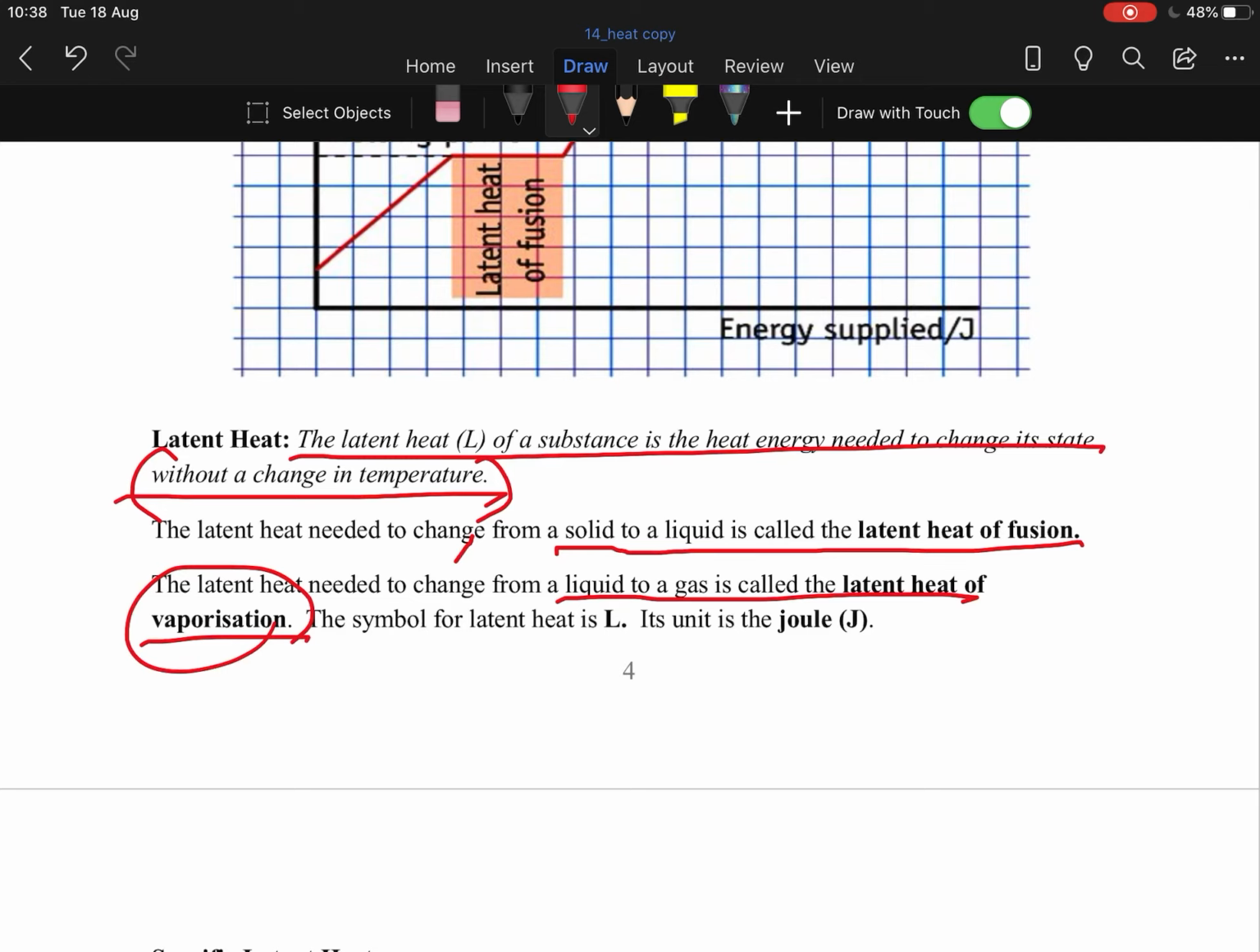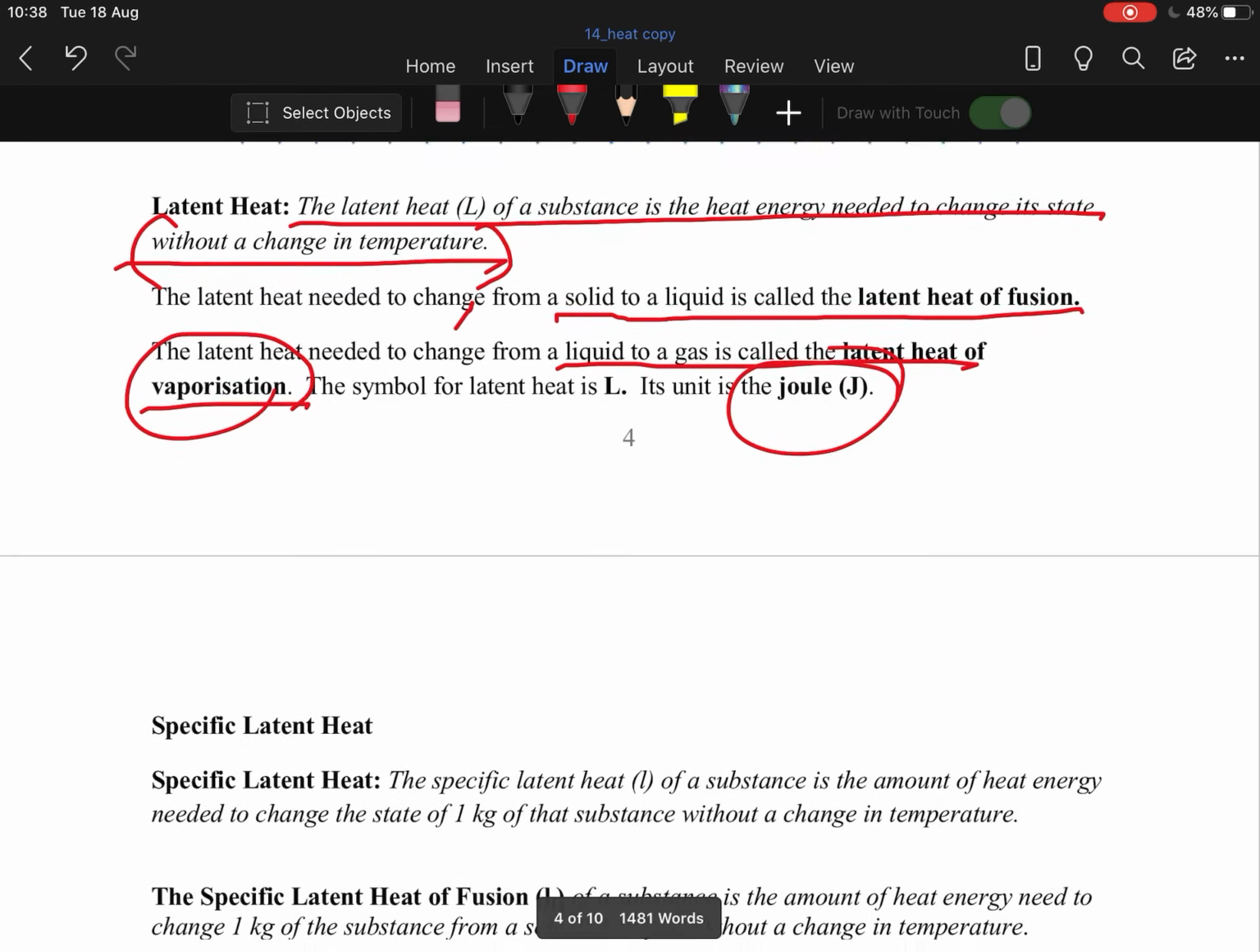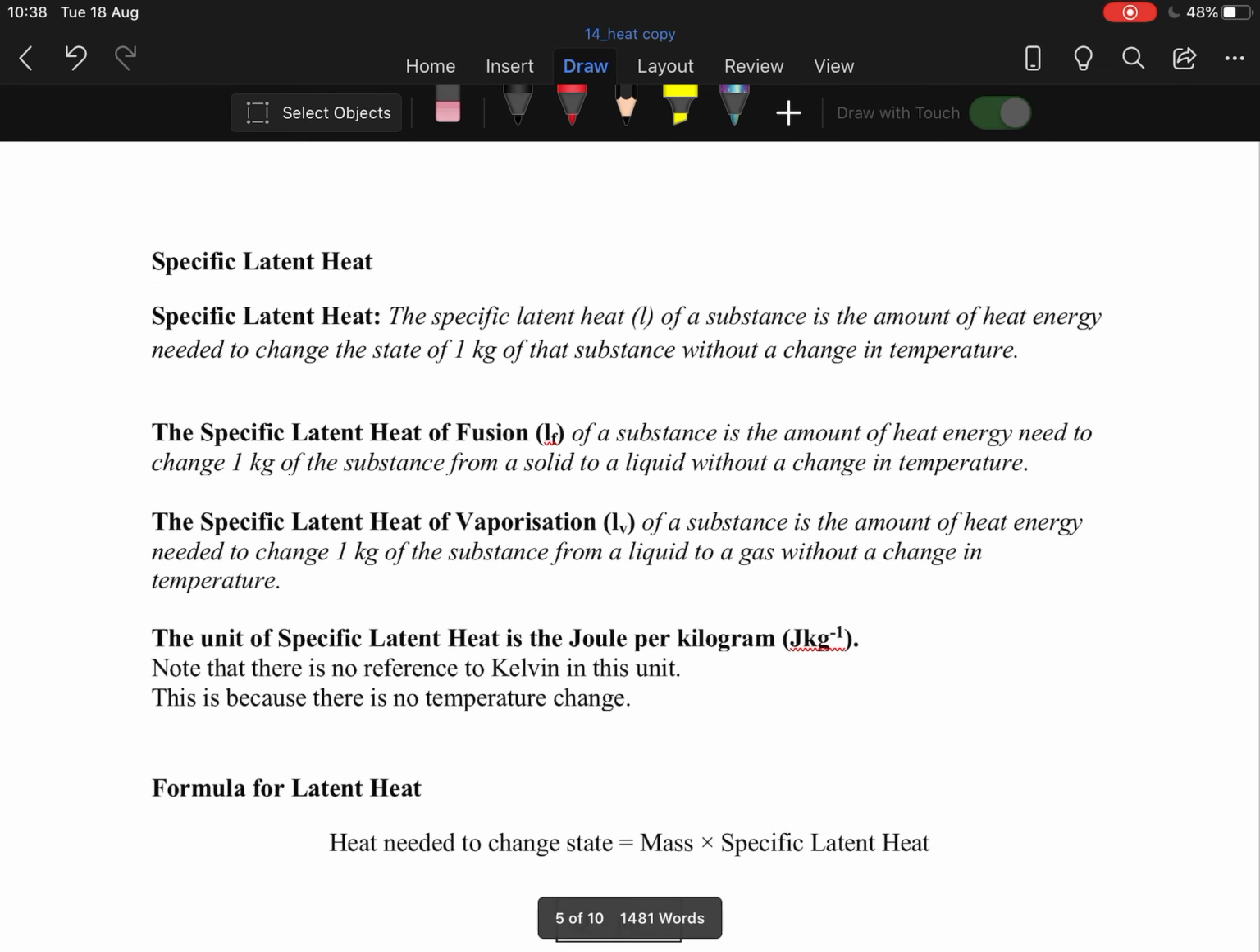Vapor, gas. So fusion is solid to a liquid, liquid to a solid. Liquid to a gas, gas to a liquid, vaporization. Okay? The SI unit, of course, is the joule. And latent heat is an L. So here you are. These are your three that you need to know.